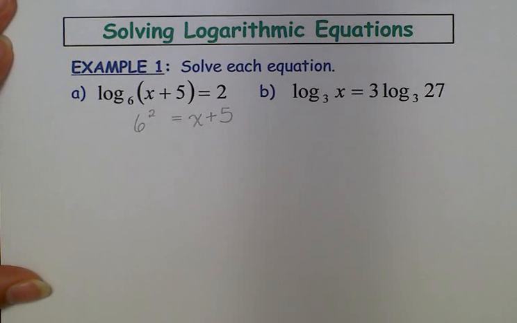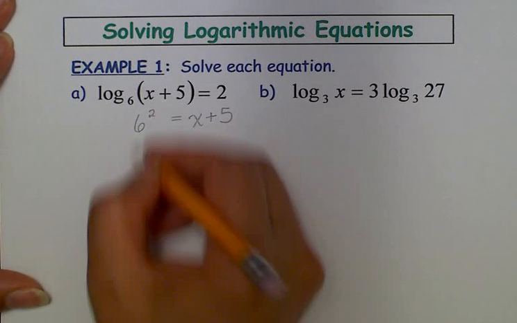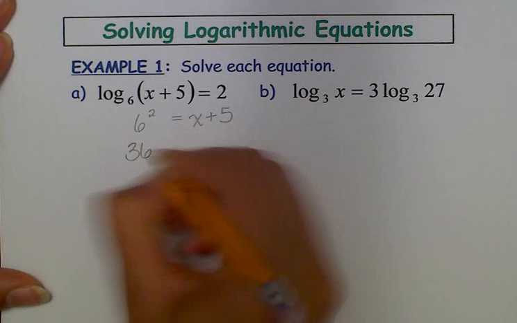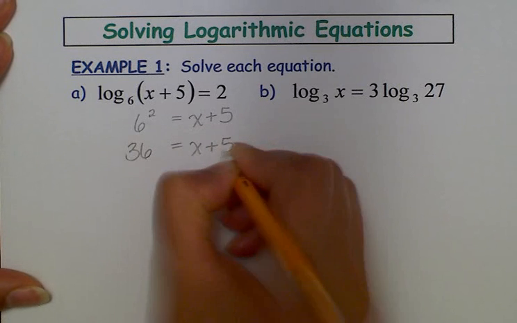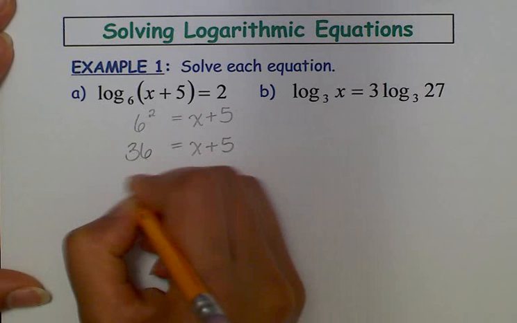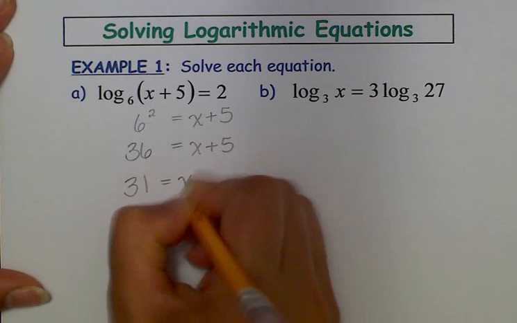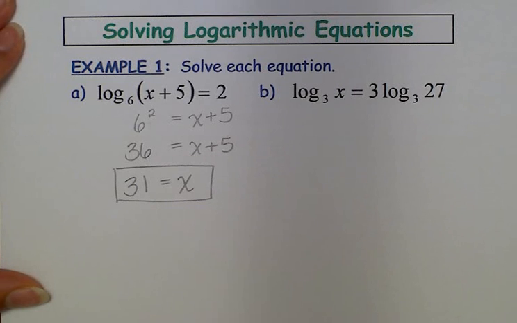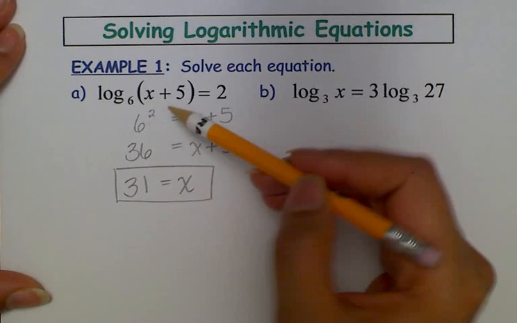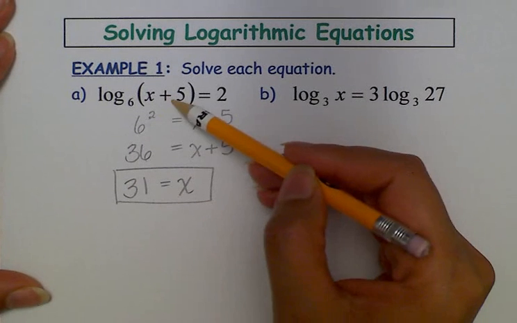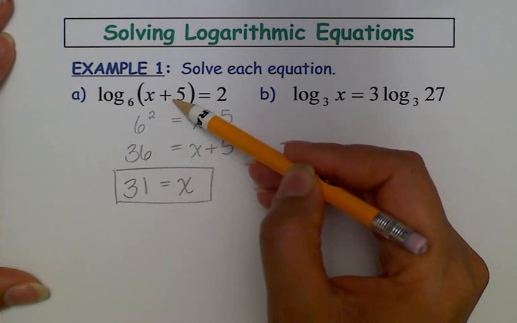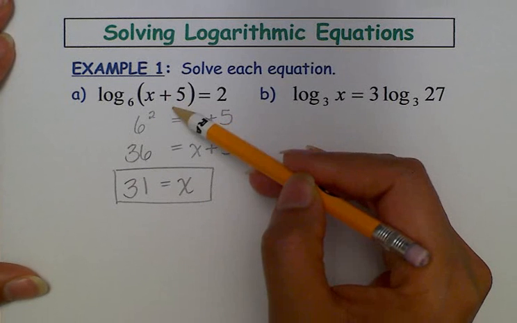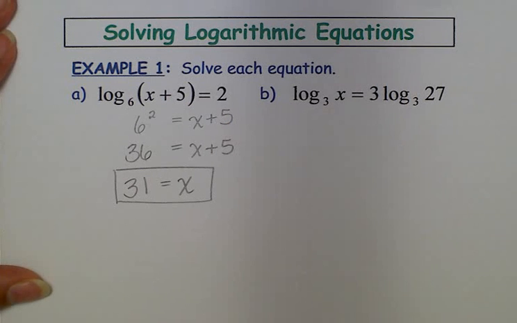From here it's pretty straightforward. 6 exponent 2 is 36, and that equals x plus 5. Then I can rearrange the equation to get 31 is equal to x. If I check very quickly to see whether or not my answer makes sense, if I plug 31 into the equation here, I get 31 plus 5, which is 36. And log base 6 of 36 would be equal to 2. 6 exponent 2 equals 36. Great. Let's take a look at the next one.